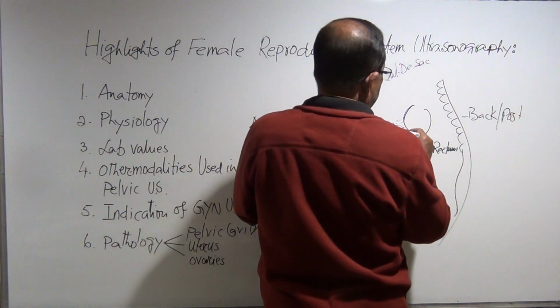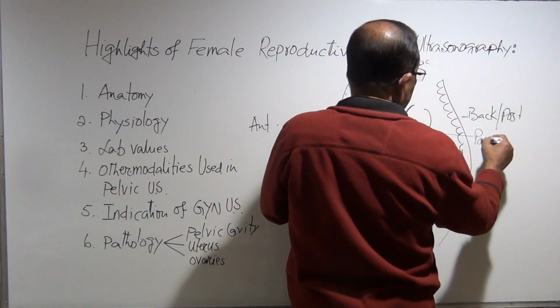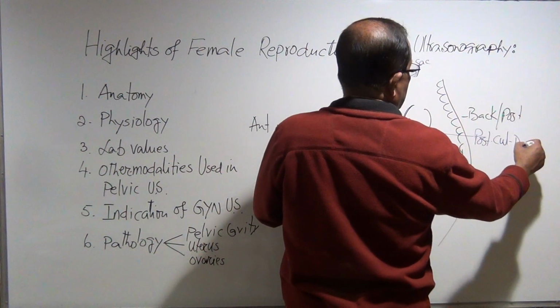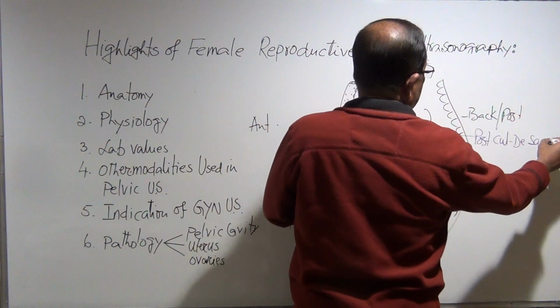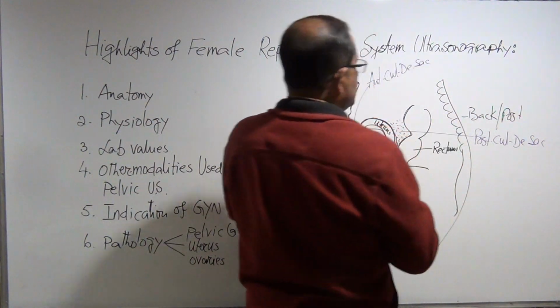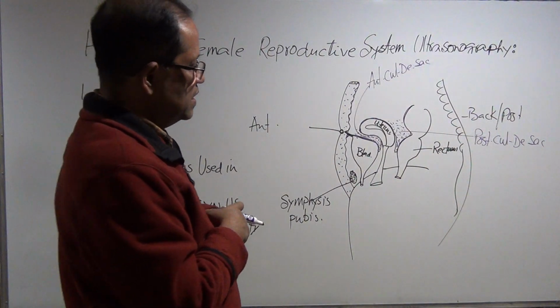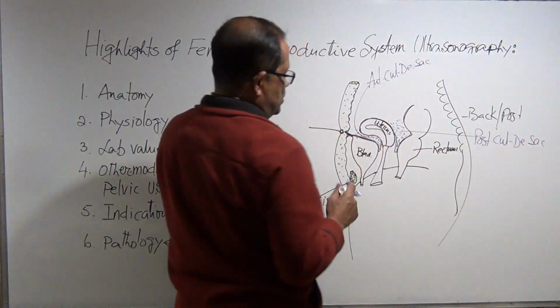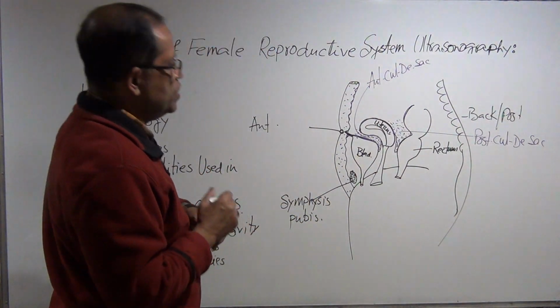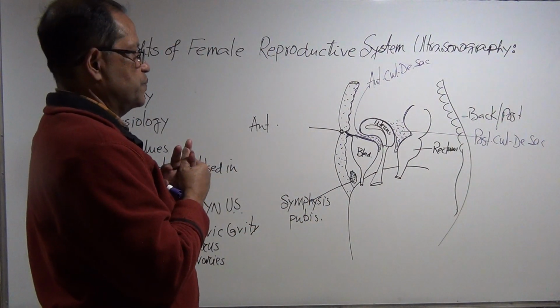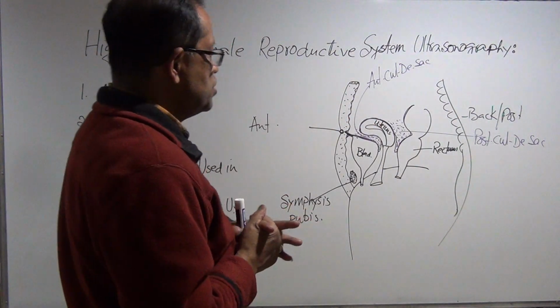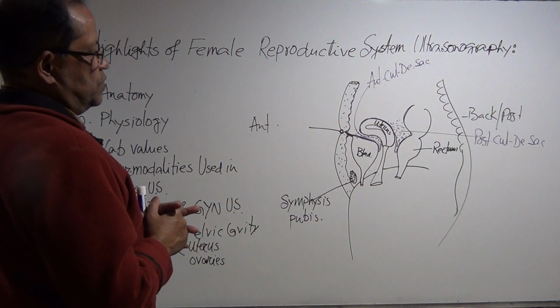So this is posterior cul-de-sac or pouch of Douglas. Okay, so between the rectum and uterus, and also known as recto-uterine pouch. Okay, so this peritoneal reflection is important for you.